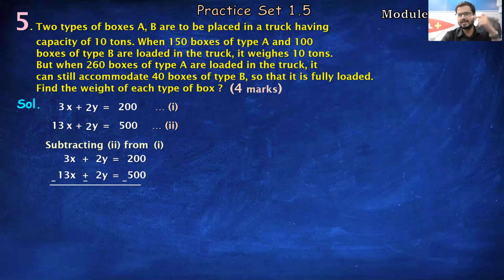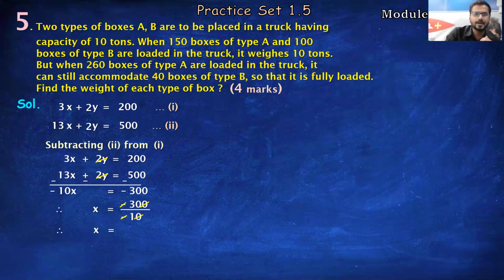So 3x minus 13x. Okay, and plus 2y minus 2y is definitely going to get cancelled, and 3 minus 13 is nothing but minus 10x. 200 minus 500, it is minus 300. Now I want x ka value, so I'll shift minus 10 from left hand side to right hand side. So minus 300 upon minus 10, minus minus sign cancelled, 0 0 cancel, you get x ka value as 30.